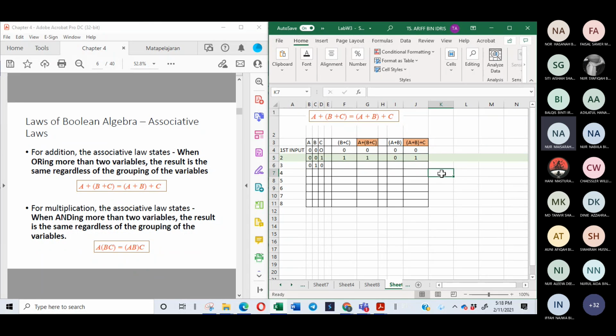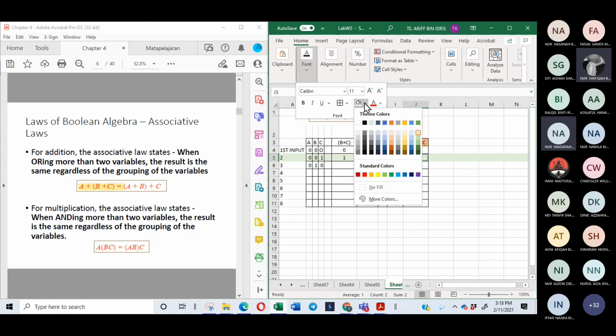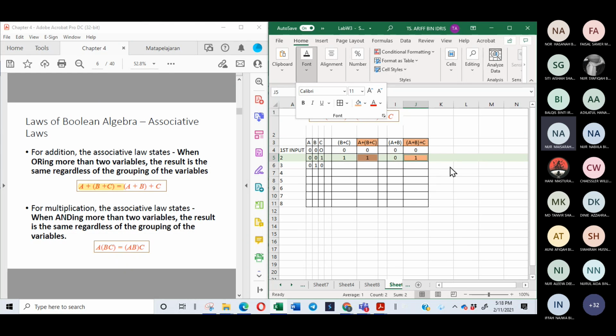Based on these two rows or two input combinations, can you prove that for the associative law, A plus with bracket B plus C is equivalent to bracket A plus B plus with C? Is it correct? Is it similar? Yes. We can see the answer here. Can you see? The inputs are the same and the answer is the same. This one also the same. Are you clear, class? Yes.